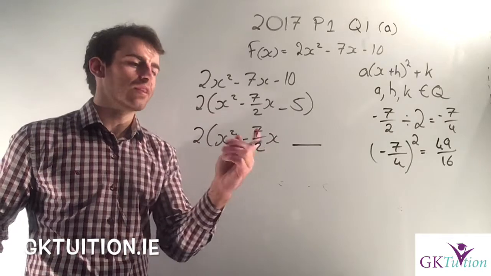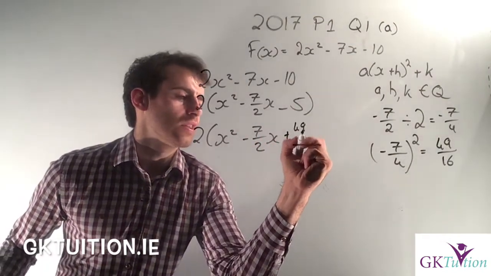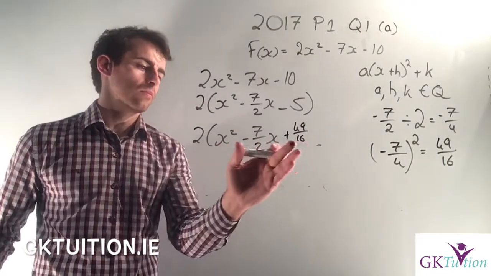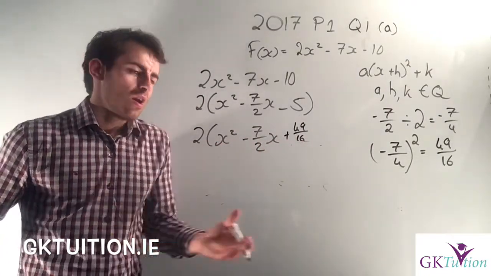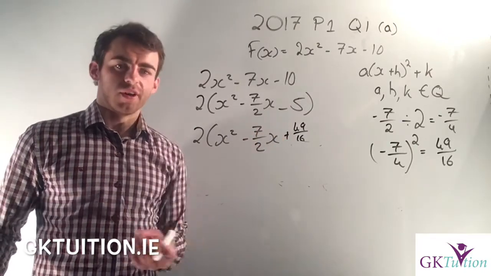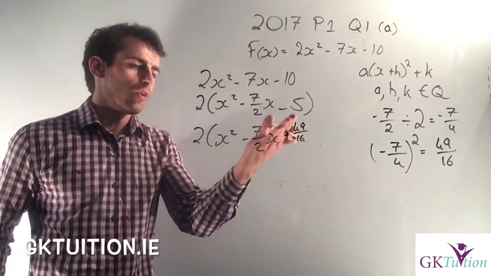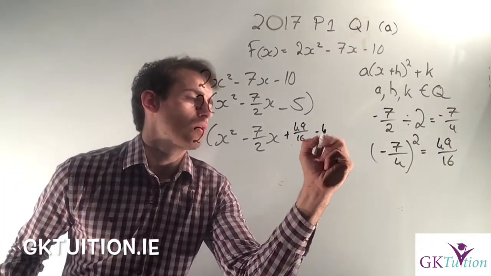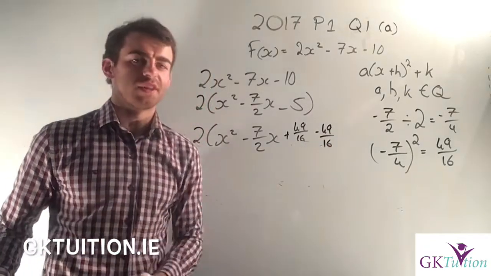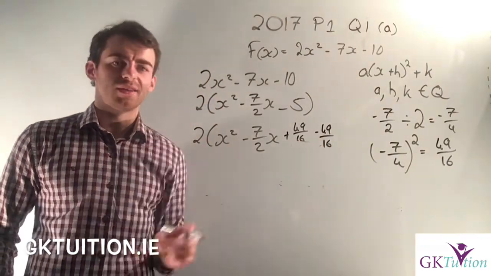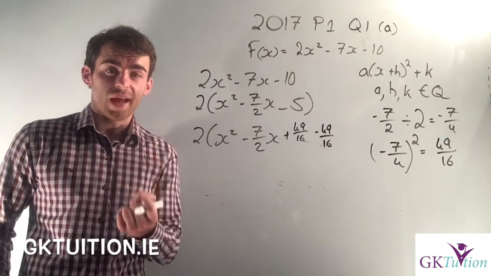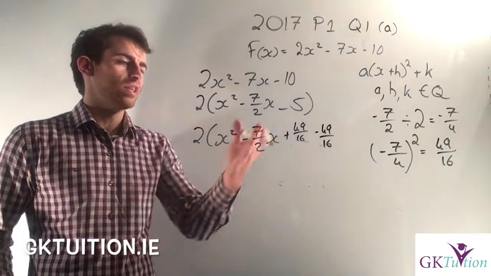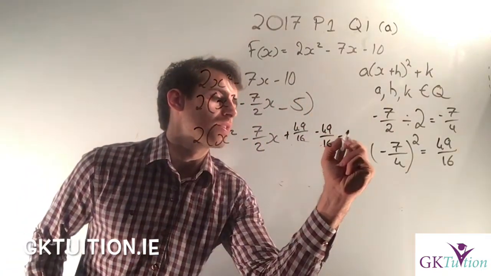So now that means that if I add 49 over 16 to these two terms, then I'll be able to form a perfect square. But now I have another problem. I can't just randomly add 49 over 16 to an expression. So if I add 49 over 16, then I also need to take away 49 over 16. So I'm now also going to subtract 49 over 16, because in theory these would cancel each other out, and I'm not actually changing the value of the expression. So I add 49 over 16 and then subtract 49 over 16, and then at the very end I obviously still have a minus 5.